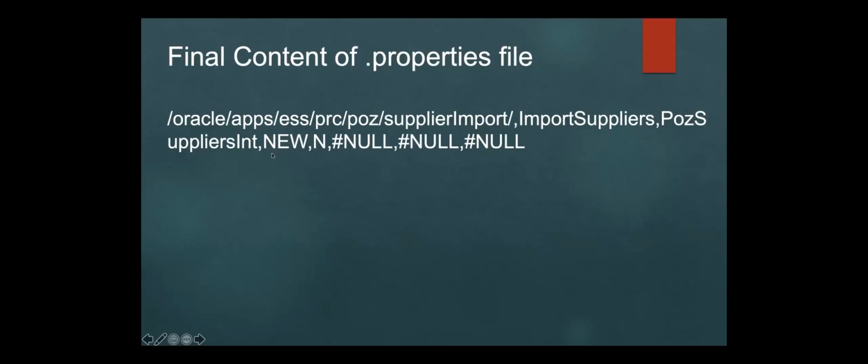So the final content of the properties file will become like this: first the package path, then the job name, and then this value, which is your zip property, the zip file prefix, and the value new. And if you need to supply non-mandatory values, you can supply hash null, and then hash null.